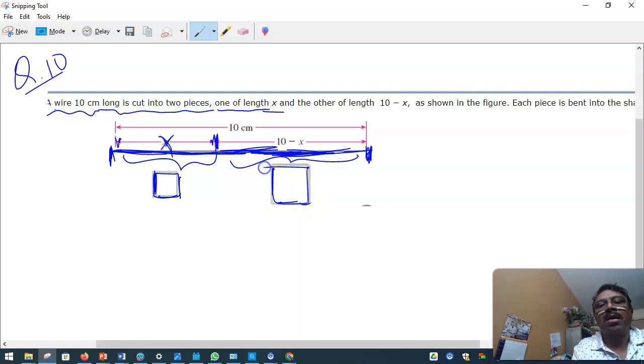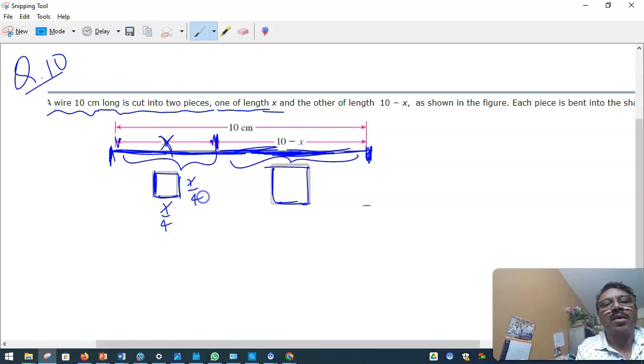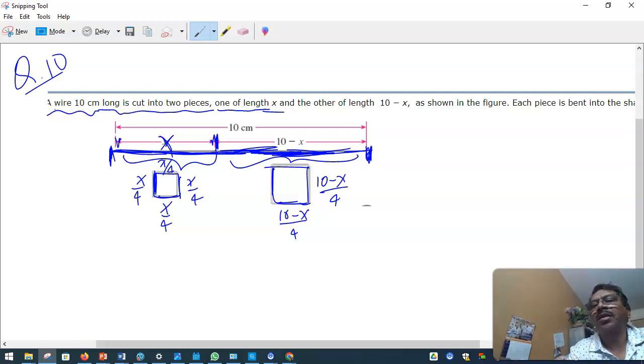So in other words, each side of this will be x by 4 because 1/4, right? So all around will be x by 4, x by 4, x by 4, right? And the same thing here also, 10 minus x divided by 4. This will be 10 minus x all around. So the question they're asking here, if you see the question there, is find out the area function. So you have to create an area function for this.